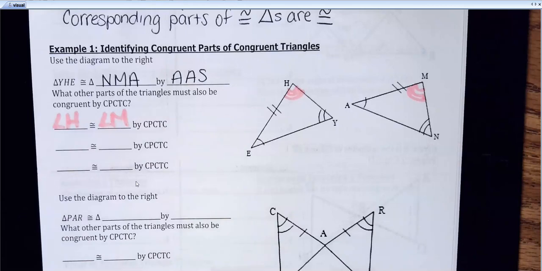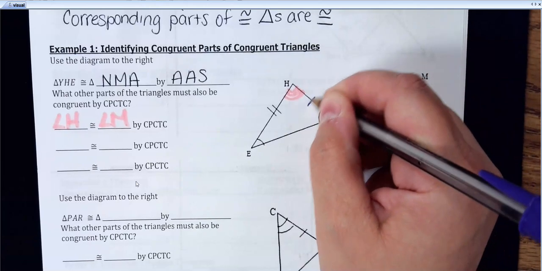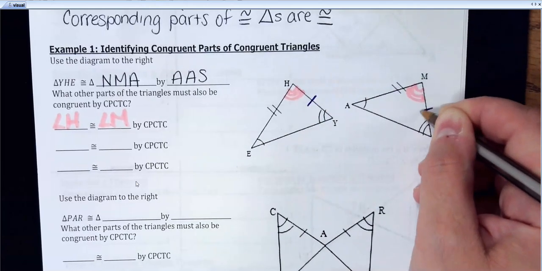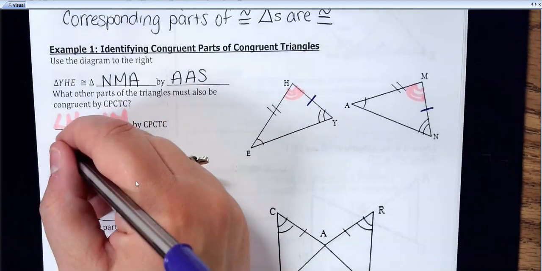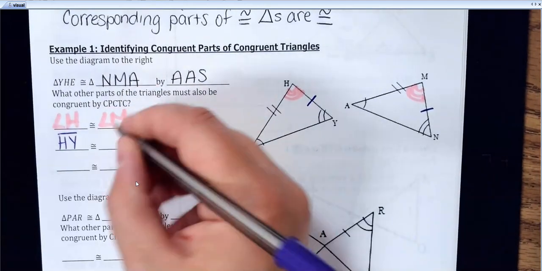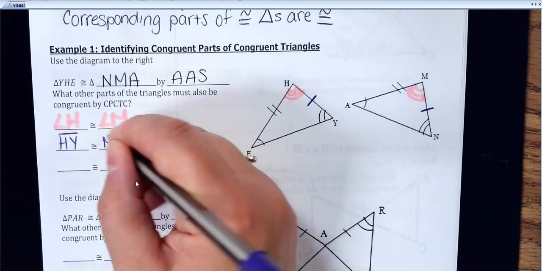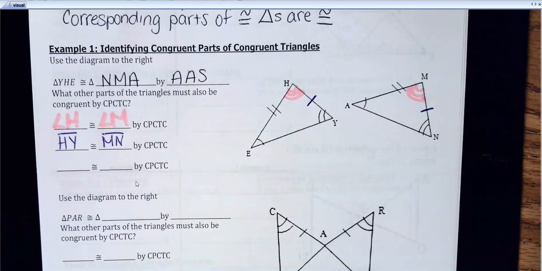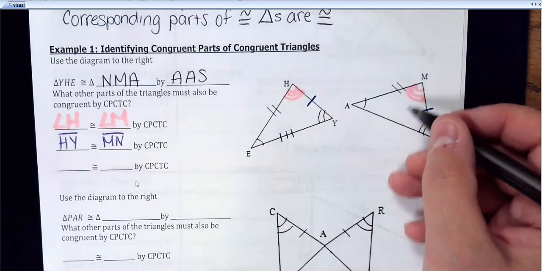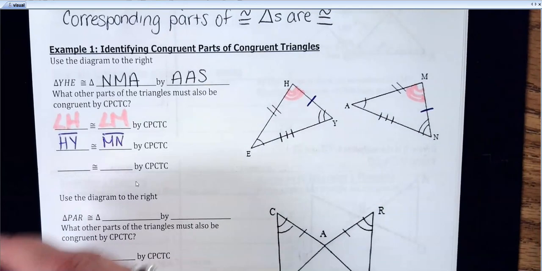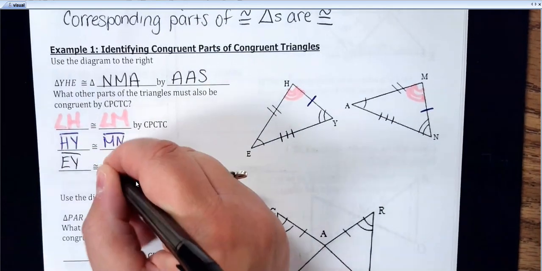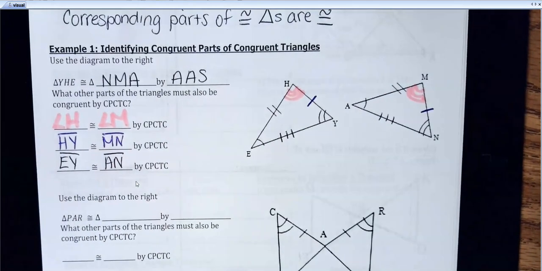Now, those are all the angles taken care of. So for the sets of sides, I didn't know this initially. I'm just going to put a single mark. So HY and MN, those would be corresponding sides. So because the triangles are congruent, that forces side H to Y and M to N, those two segments, to be congruent. So even though we didn't know that, once we prove the triangles are congruent, we can have that information. And then finally, E to Y, I'm going to put a triple mark on that, and A to N, going to put a triple mark on that. So EY and AN, those two sides are corresponding sides. They both have to be congruent to each other if the triangles are congruent.